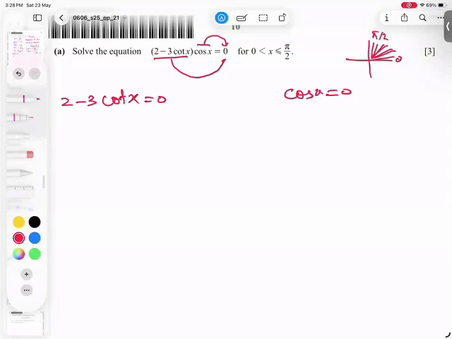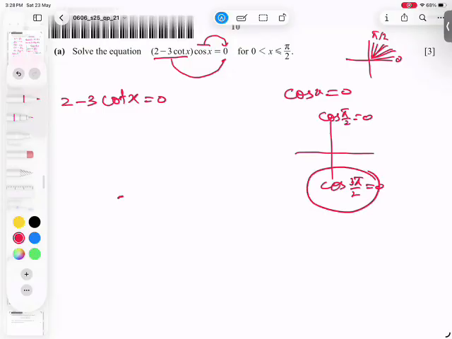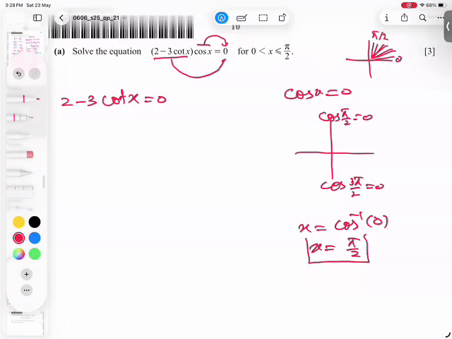Okay, students, the equal sign is there, so pi by 2 is included. And where is cos x equal to 0? Basically cos pi by 2 is 0 and cos 3 pi by 2 is 0. But we cannot go to that one, so we can say here x is equal to cos inverse of 0, which is giving us pi by 2. So we got the first answer here, pi by 2.